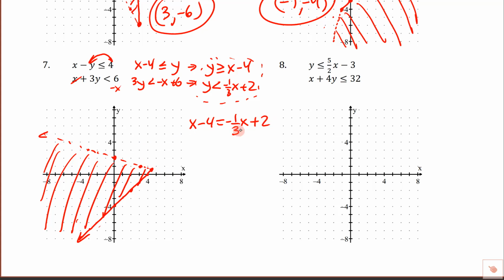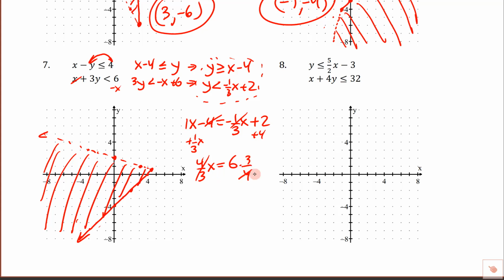And here's what I'm going to do. I'm going to move this over to this side by adding 1/3 x. And you could clear the fractions if you wanted to. At the same time, I'm going to add 4. So we get, this is 1 plus a third, that's going to be 4/3. 1 1/3 is 4/3. 4/3 x is equal to 6. And then we've got a fraction in front of the variable, so I'm going to get rid of that by multiplying by the reciprocal. The reciprocal is 3/4.